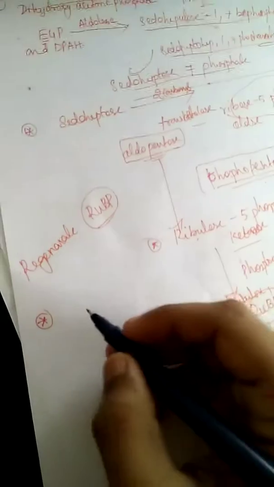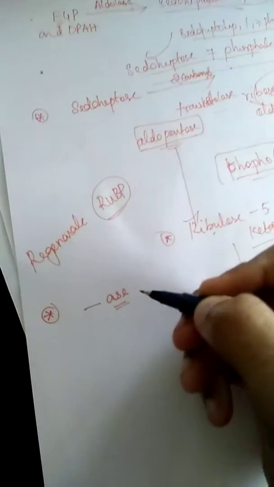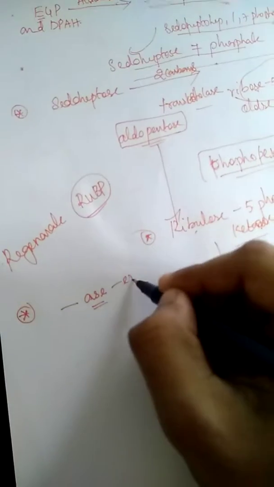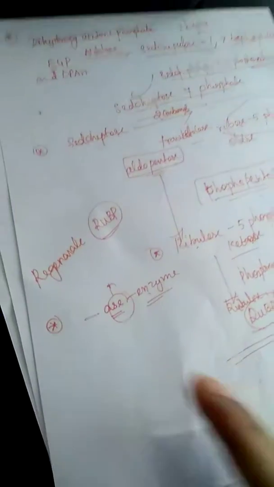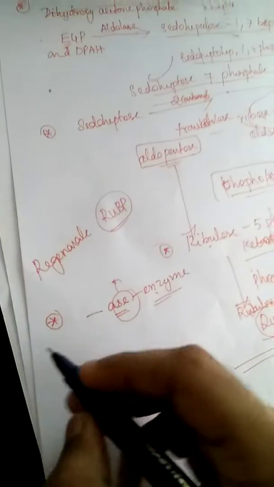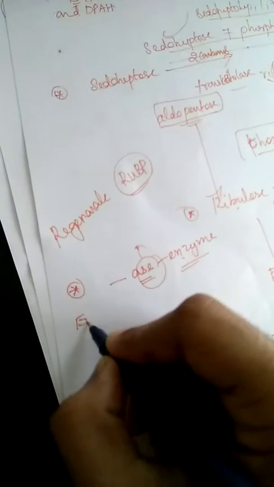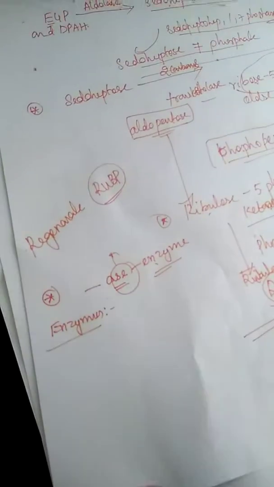The first thing is that an enzyme name always ends with -ase. If you have something ending with -ase, then it's an enzyme. You have to remember that. So you see there are a lot of enzymes involved. I'm going to give you the entire overview of how you remember all the enzymes.